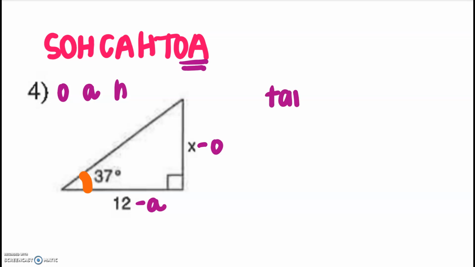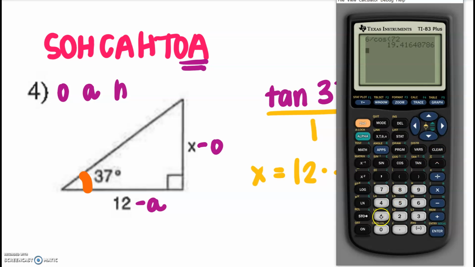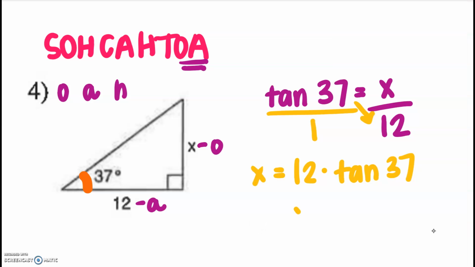So I'm going to use tangent followed by your angle measure equals my opposite side over my adjacent side. I'm going to put that tangent over 1 so I can cross multiply. So I'm going to say x equals 12 times the tangent of 37 degrees. I'm going to plug that into my calculator. 12 times the tangent of 37 degrees gives you that other leg is 9.0 units.